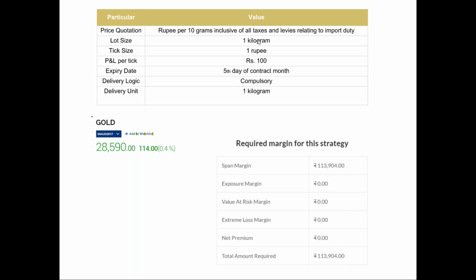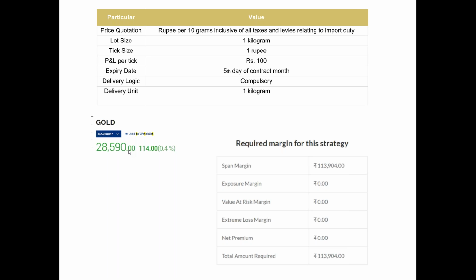Now, the lot size for gold, and I'm talking about big gold right now, is 1 kilogram. Which seems like a lot, right? And it is a lot. And the tick size is 1 rupee, right? So here you can see 28,590. If it goes up 1 tick, it'll go up to 591. If it goes down, it goes to 589.